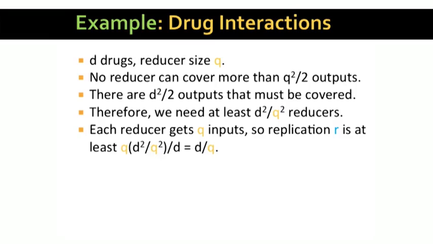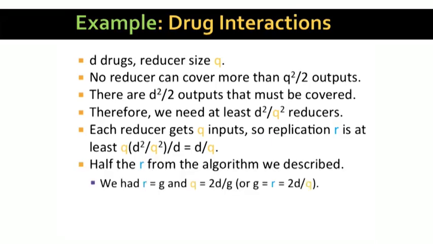I should confess that I'm being a little sloppy here. I'm assuming that the algorithm has every reducer getting all q of the inputs it is entitled to. I should do a little more math and consider the possibility that different reducers get different numbers of inputs smaller than q. However, it doesn't matter in the end. We'll still get the same lower bound.